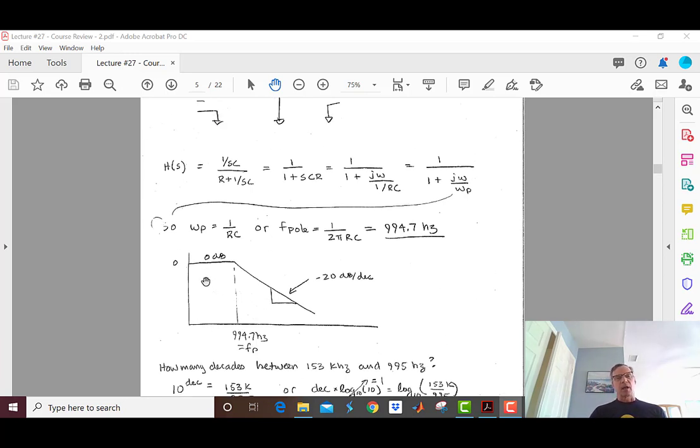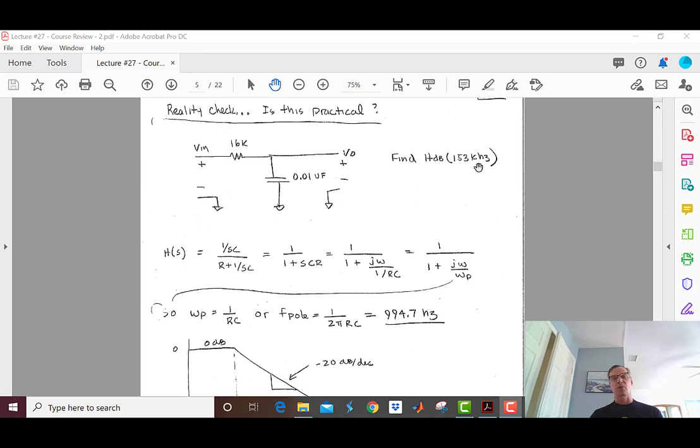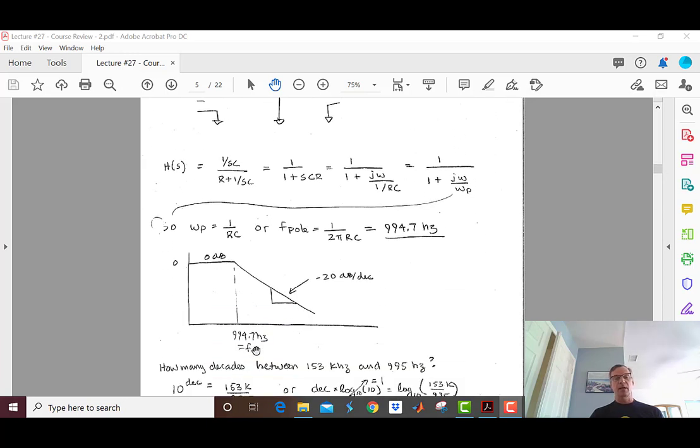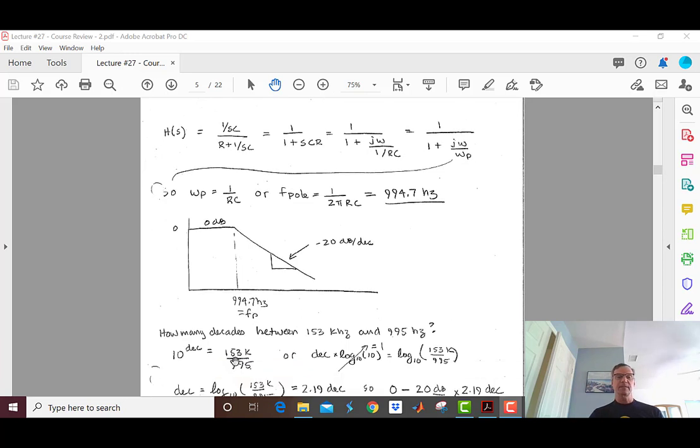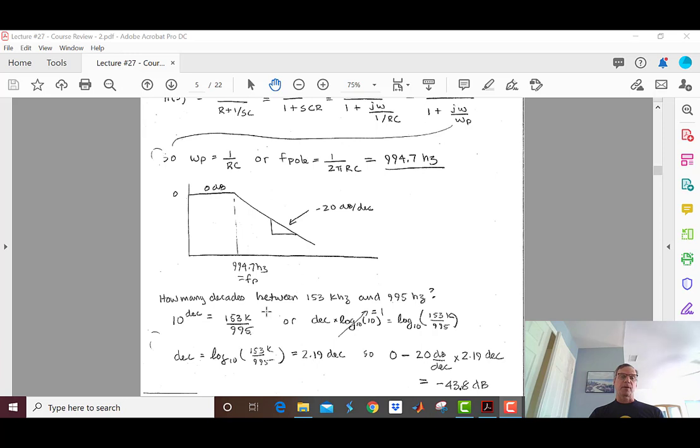So how many decades are there between, or before we do it, let's get our strategy. We know that our Bode plot is going to be 0 dB at DC, because we can just see that by looking at the circuit. And we know it's going to go down 20 dB per decade above that. So really all I need to know is how many decades are there between 153 kilohertz, which is what we're asked for, and 995 hertz.